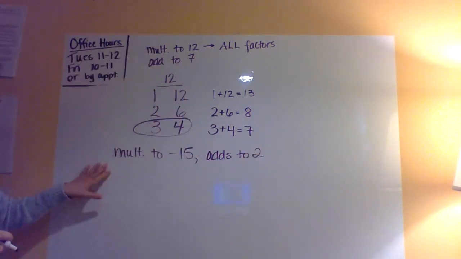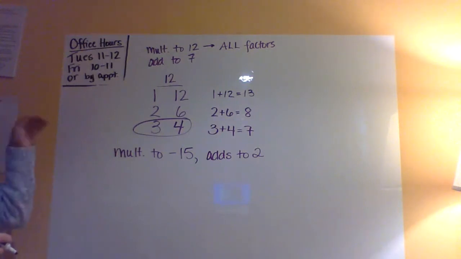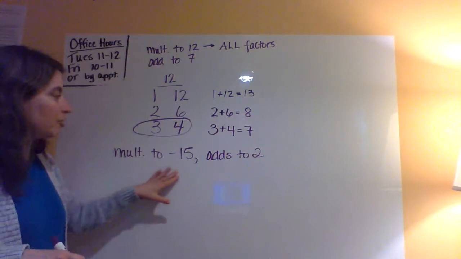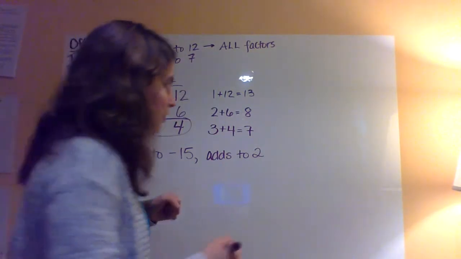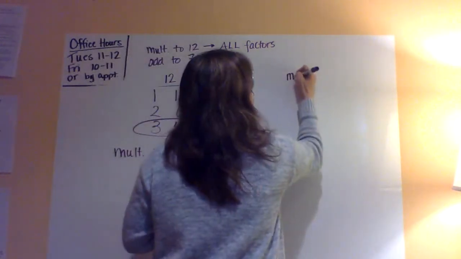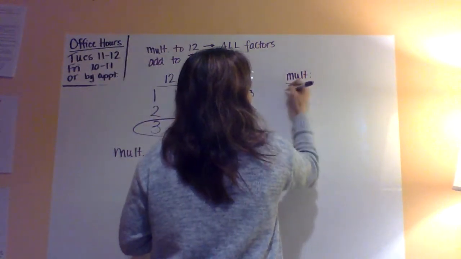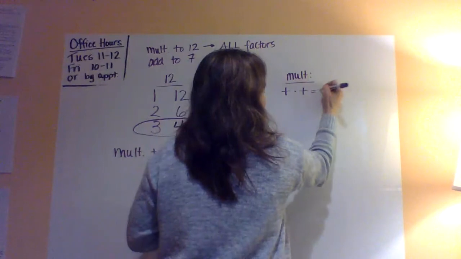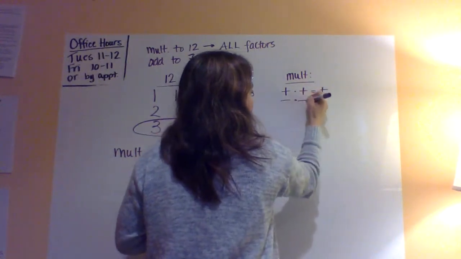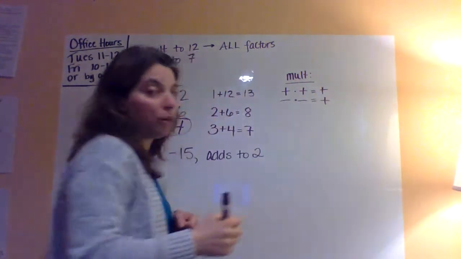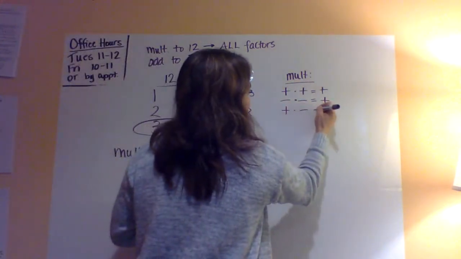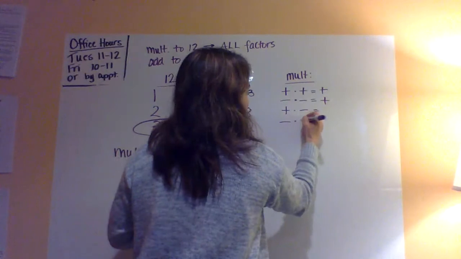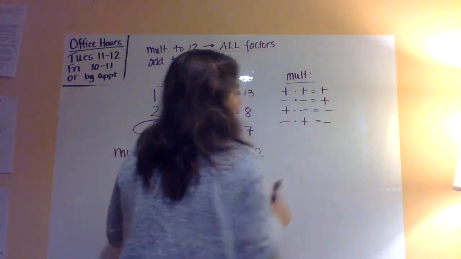Okay, multiplies to negative 15, adds to 2. Well, those first few on that page are all positives, but now we're talking about negatives. So let's just review for a minute how negative numbers work. If I'm multiplying, a positive times a positive gives me a positive. A negative times a negative also gives me a positive. And one of each, doesn't matter which they are, is going to give me a negative.